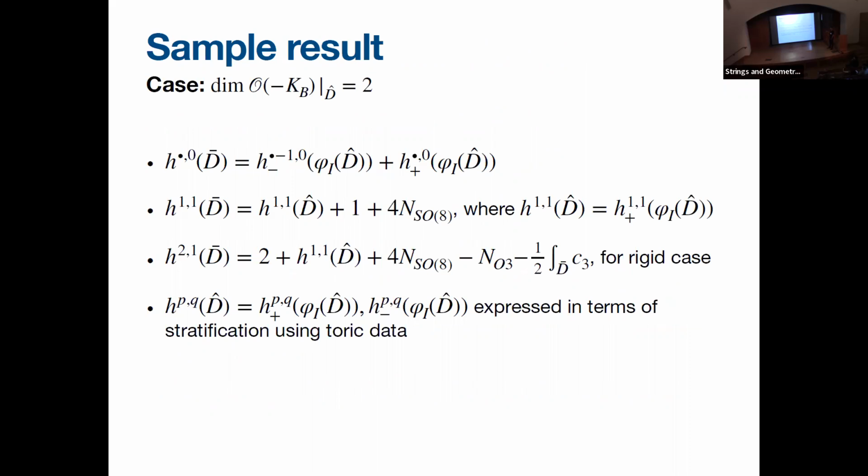So this is the case where the Iitaka dimension of this line bundle restricted to D hat is equal to 2. We get nice formulae that express the Hodge numbers of the vertical divisor purely in terms of the data that defines the Calabi-Yau 3 orientifold, and it's not necessary to construct the full F-theory uplift.